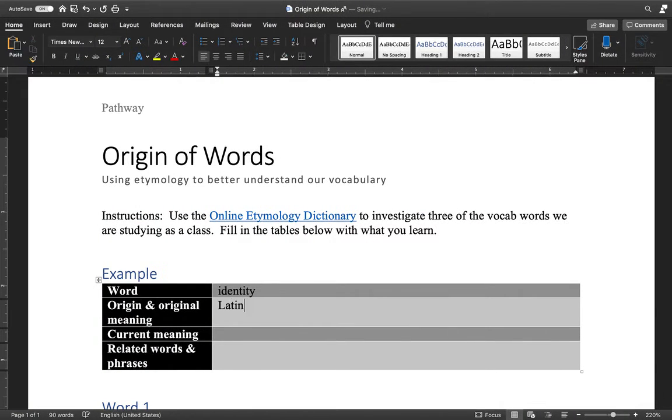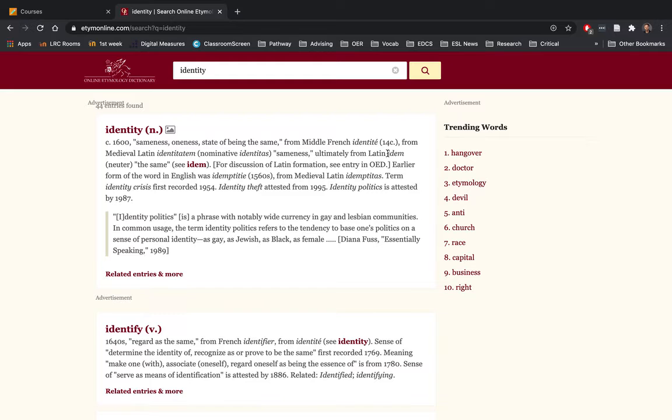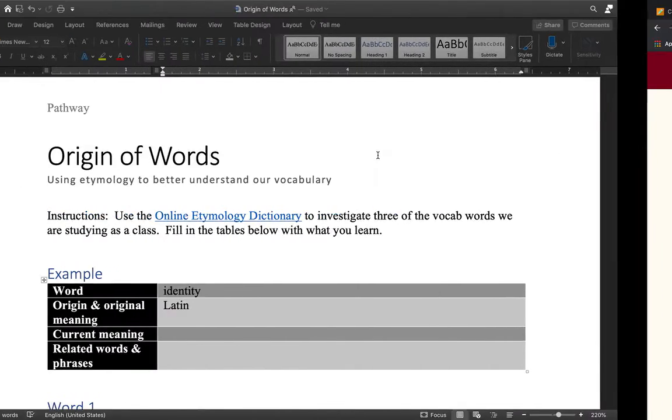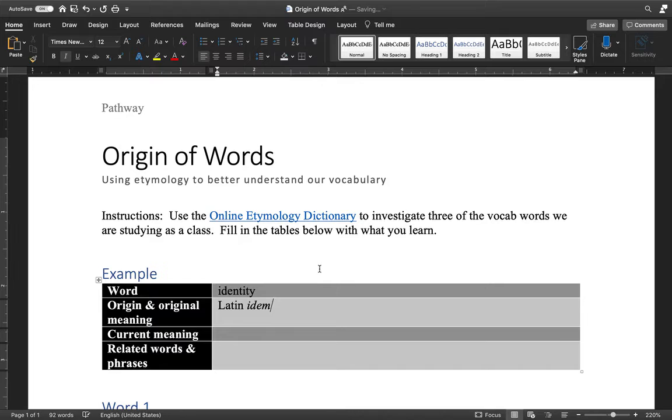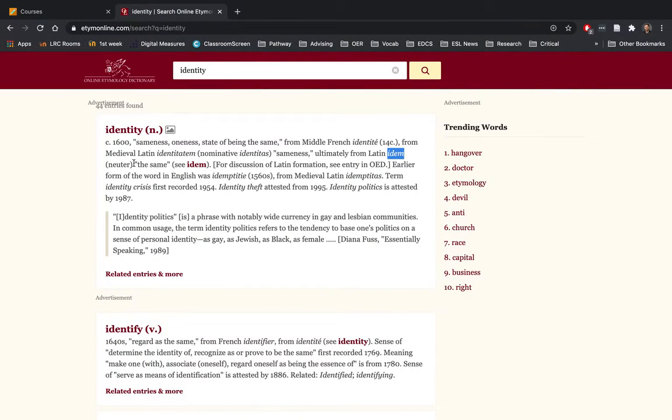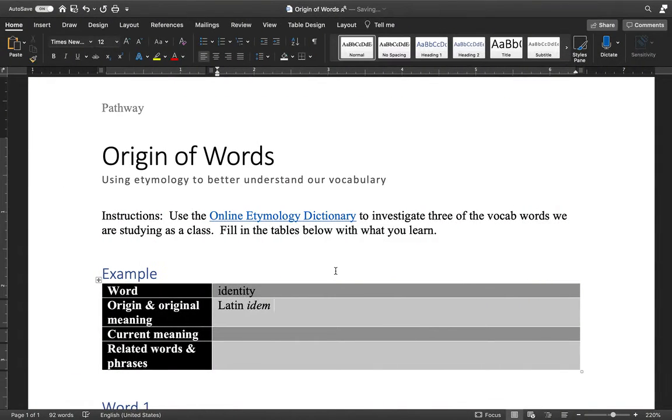So I'll put Latin, and then the word was idem. I don't know how to pronounce Latin very well. I'll put the word in italics there just to make it clear that's the word. And then the meaning we have here is the same, and you'll notice that in an etymology dictionary, the meaning is often put into quotation marks. So I'll just do that as well. So now it tells me which ancient language it came from, which was Latin. It tells me what the word was in Latin, idem, and it tells me the meaning, which was the same.